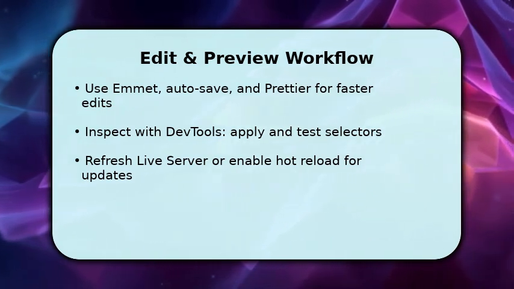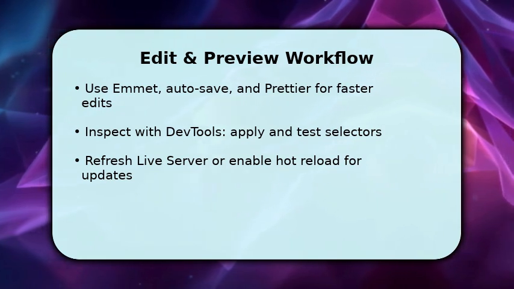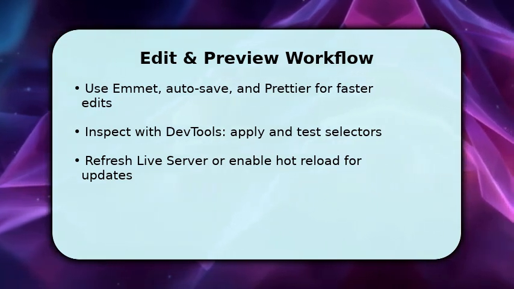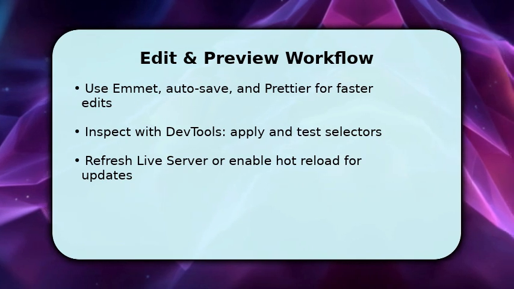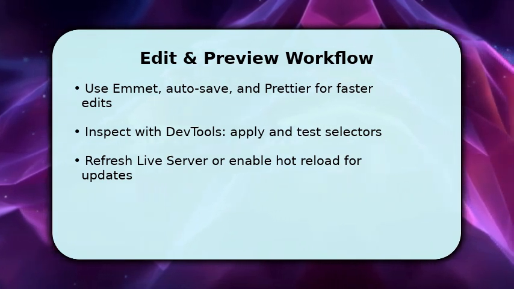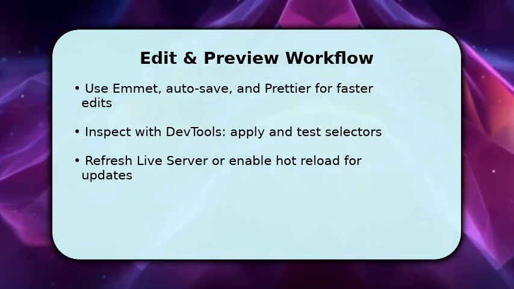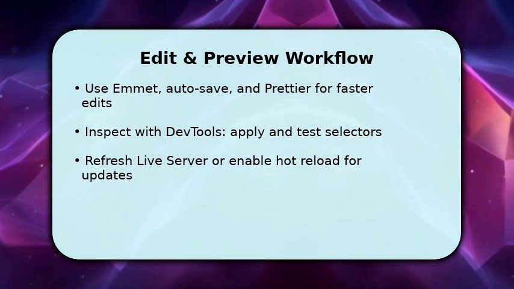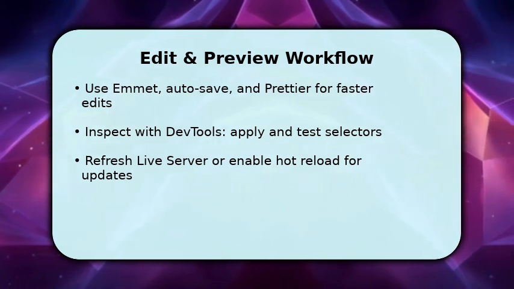If a rule doesn't apply, open DevTools to inspect computed styles and check specificity or cascade issues. Once you confirm selectors, toggle Live Server's auto-reload or manually refresh. These steps let you iterate styles, debug conflicts, and refine layout efficiently.